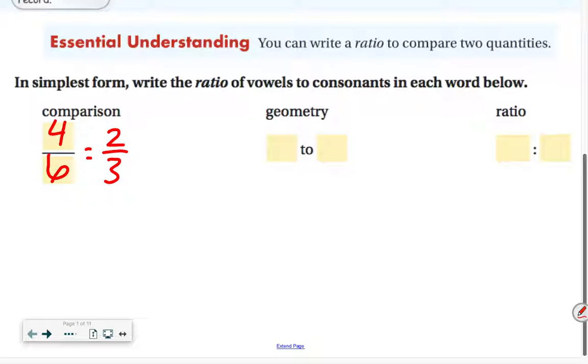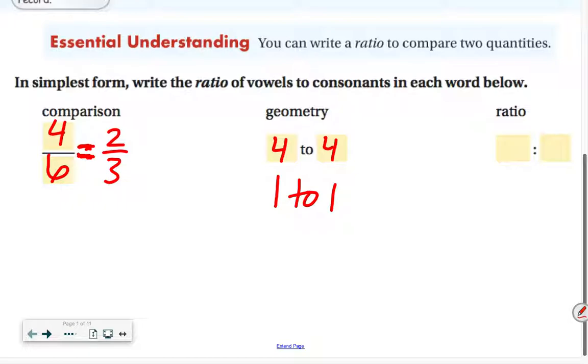Why'd you do those dots? That's an equal. Okay, how many vowels are in the word geometry? Count the Y. 4. How many consonants are there? 4. Can I simplify 4 to 4? 1 to 1, yeah. With the word "to," we gotta have 2 numbers. That's another way, that's our last way. So we got fractions, the word "to," and now we got our colons.